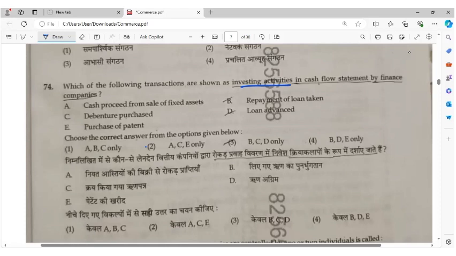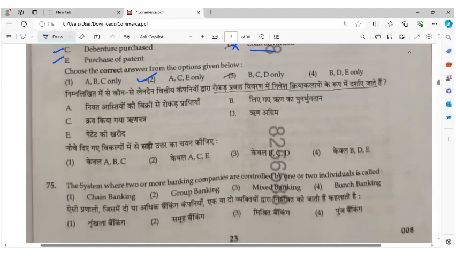If you eliminate option D, you know that the investment activity is not related to your loan advance and it's not related to the payment of the loan taken. So here you can easily eliminate B and D, and you can easily get the answer, that is A, C, E. So option number 2 is right over here.